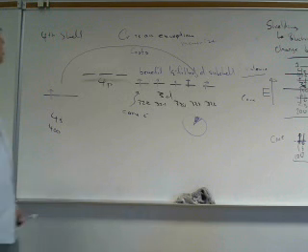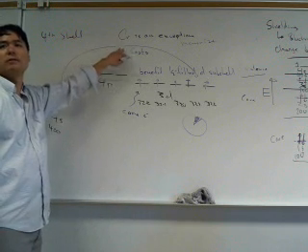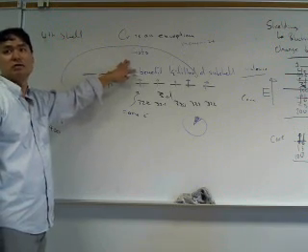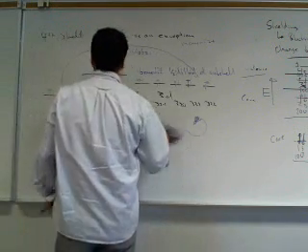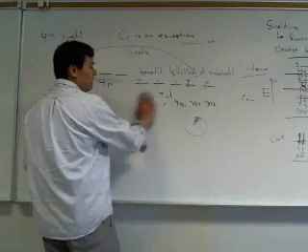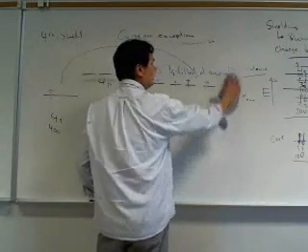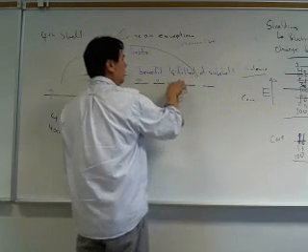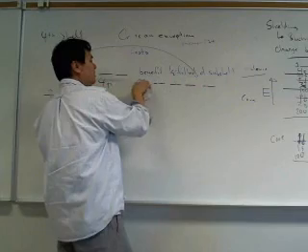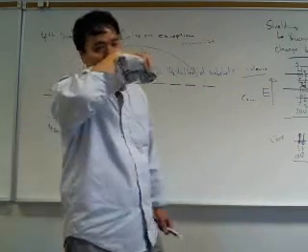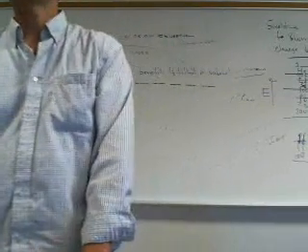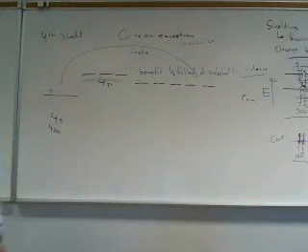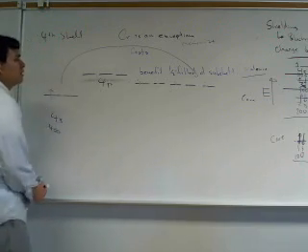But what should you know? You should know chromium is an exception, molybdenum is an exception, and you'd expect tungsten to be an exception as well. That's all we can say. We'd have to verify this with experimental data. And what does the experimental data tell us? When we have these parallel spins like this, it creates a magnetic interaction with external magnetic fields. So you can actually measure it.